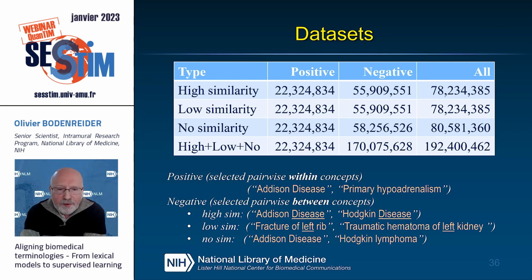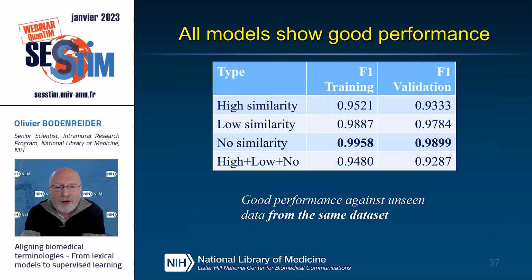And so we measure lexical similarity to test the hypothesis that we started with. We measure lexical similarity, and we grouped the terms into high similarity terms, low similarity terms, and terms with no similarity whatsoever to see whether we were able to learn. When we train and test on the same types of strings, we have good results.